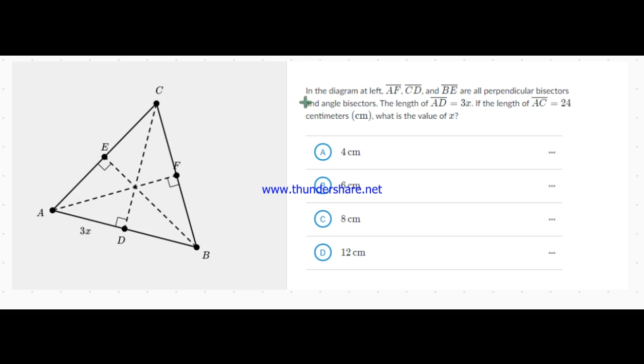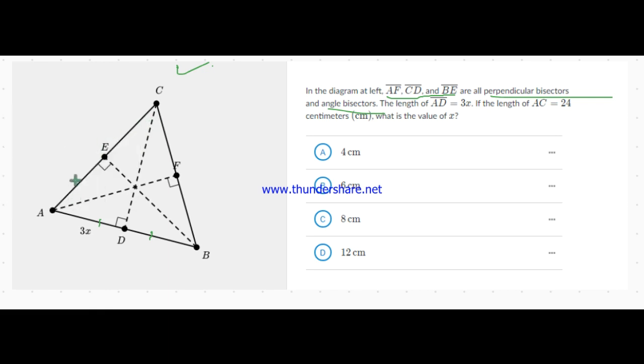Here's another question. At the very left triangle, we are given that A, F, C, D and B, all these dotted lines around here are perpendicular bisectors as well as angle bisectors. It means that this distance over here is equal to this distance, and it's the same for all the other pair of sides, as well as these angles over here are also congruent to each other.